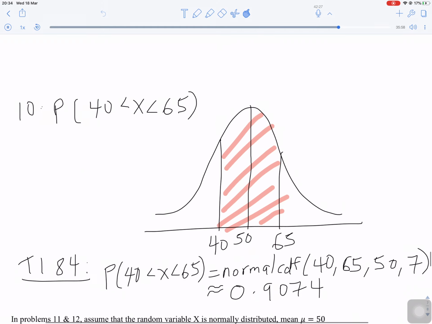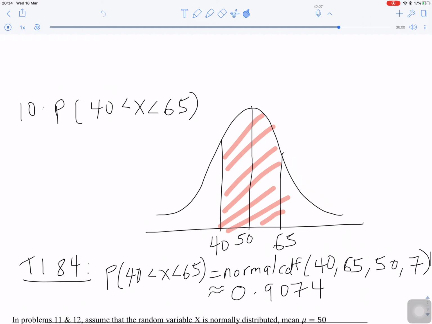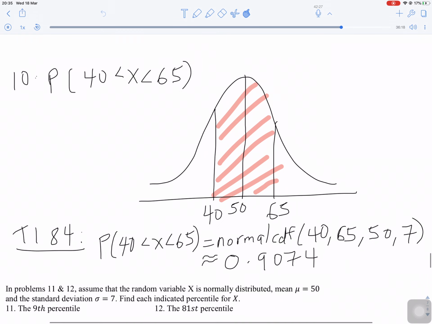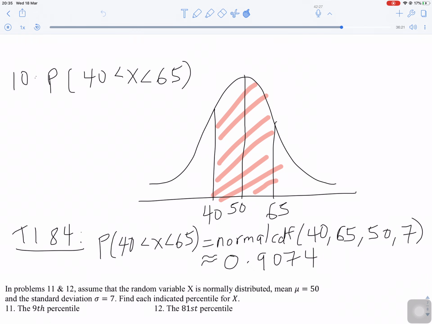Now to question 10, still following the same preamble. The probability of x being greater than 40 and x being less than 65. So by sketch, you have the standard normal table. You have 40 on the left of 50, and then 65 on the right of 50. Then the shaded region is what we are looking for.